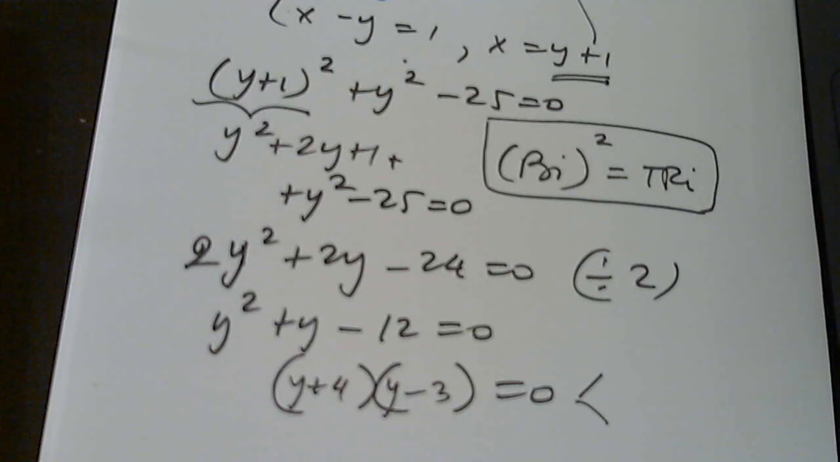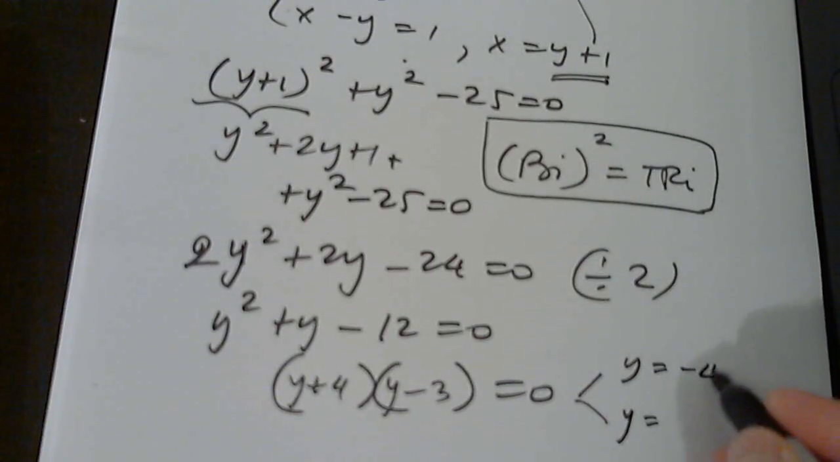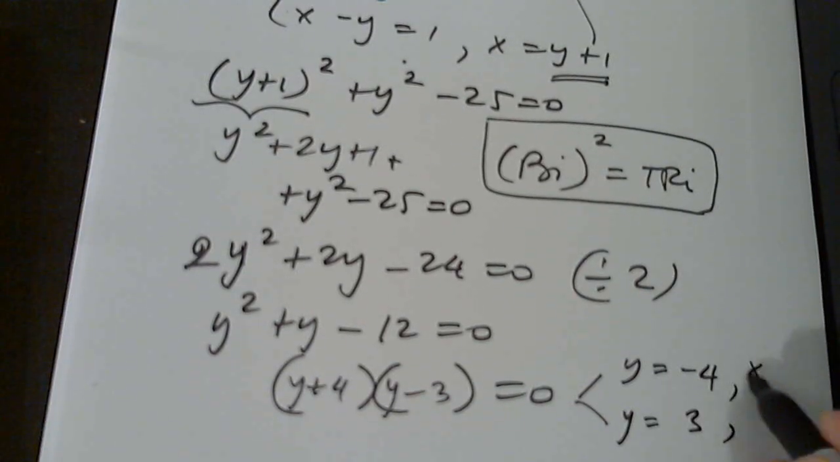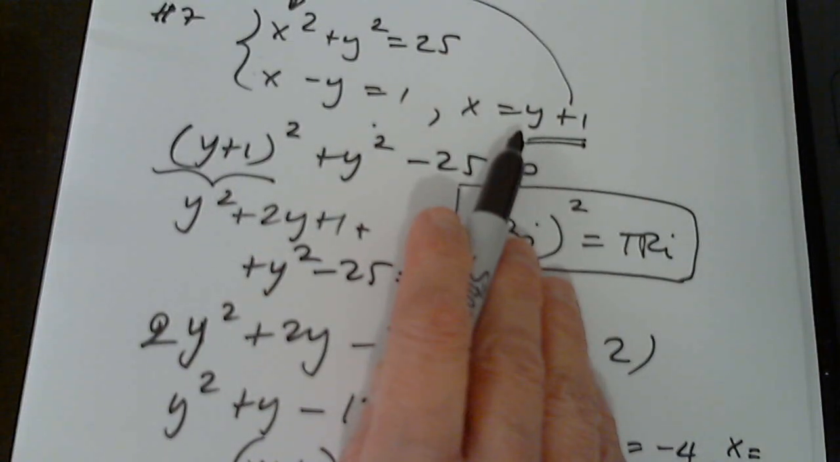So, you have to find x. So y equals and y equals. Negative 4 and 3. Very good. So now I have to find the corresponding x values. When y is negative 4, can anyone tell us how much is x?